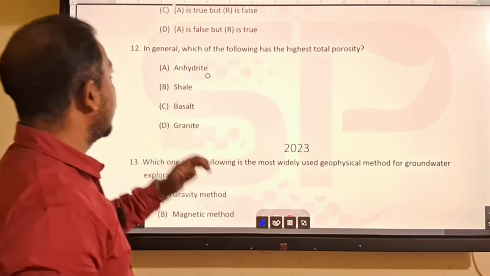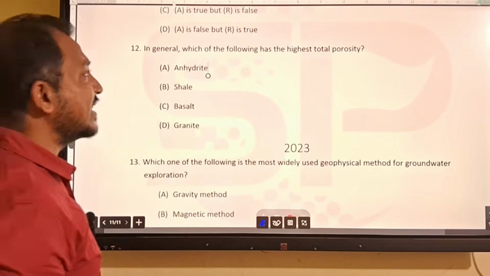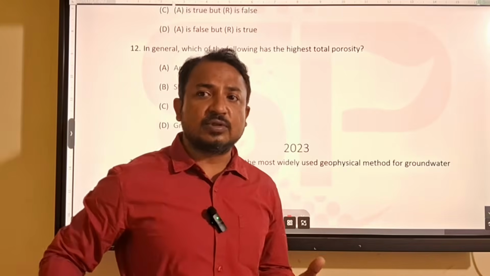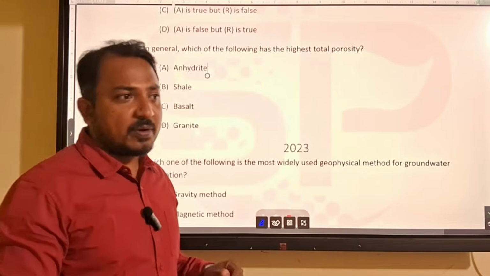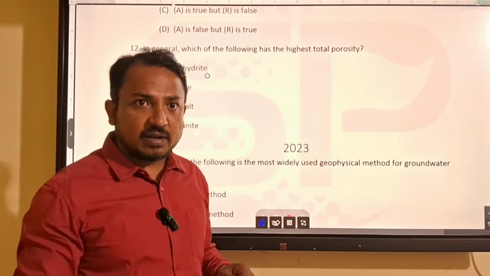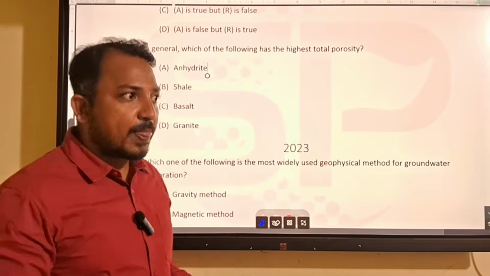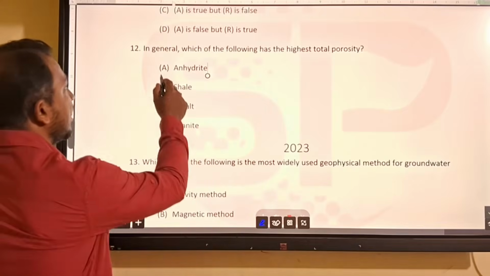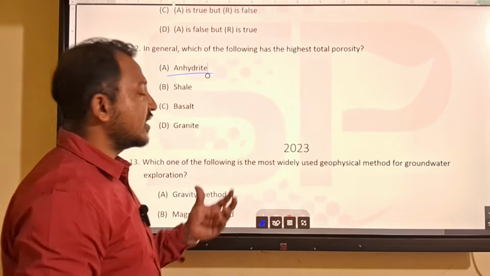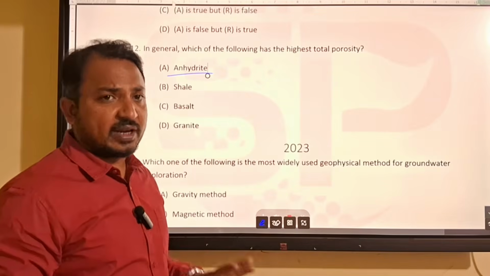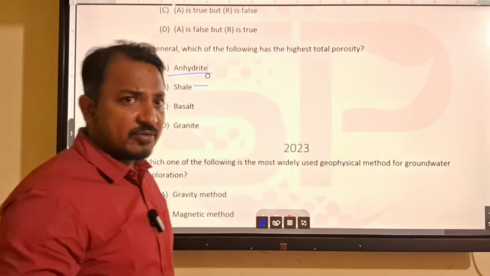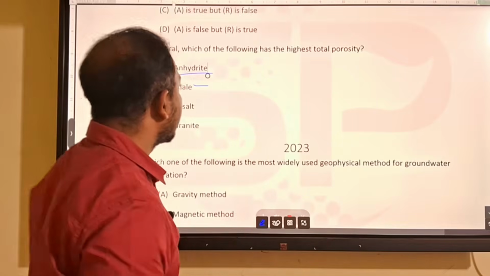Next question: in general, which of the following has the highest total porosity? Obviously, you'll find more porous rock in the case of sedimentary rock. Always remember, any rock that is crystalline, having interlocking texture, doesn't have more porosity. Among these, anhydrite is a precipitated mineral which is crystalline, so it has very low porosity. Then shale, we know it's a sedimentary rock, is highly porous but impermeable, it is an aquiclude.